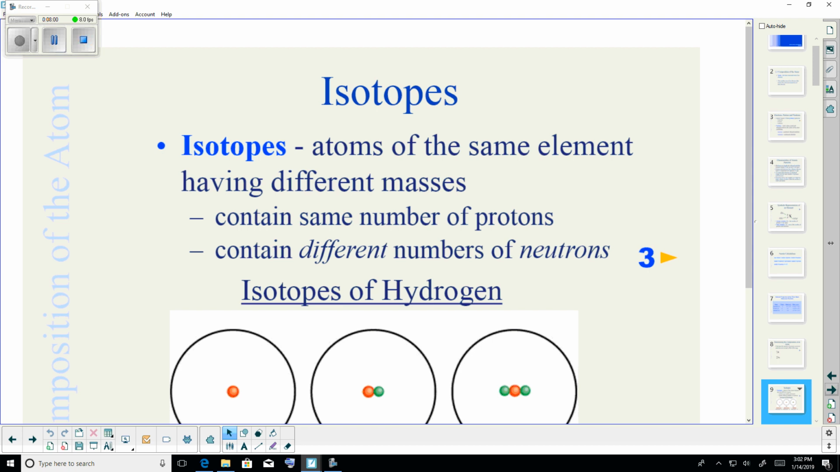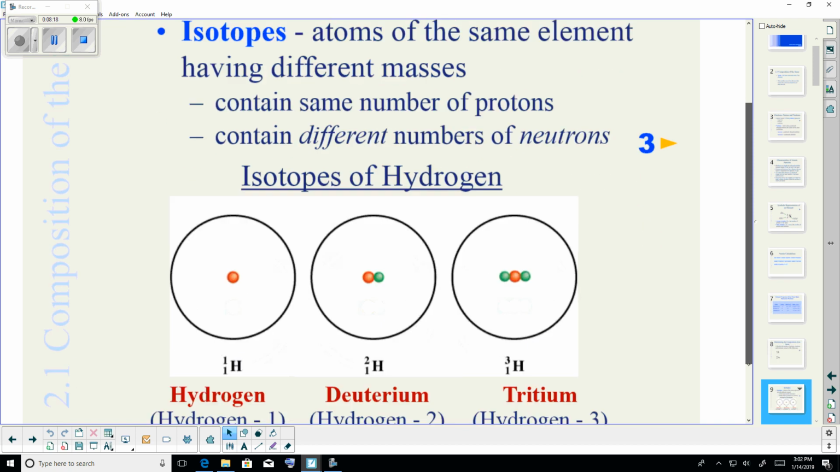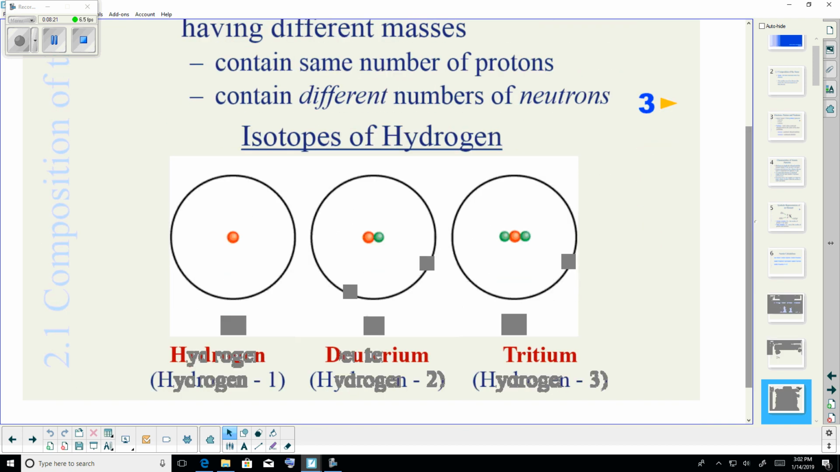Isotopes. Atoms of the same element having different masses. How does that happen? They have the same number of protons. The number of protons tells you what element it is. If it has a different mass and has the same number of protons, it has to have a different number of neutrons. So hydrogen has 3 isotopes. 1 proton, no neutrons. 1 proton, 1 neutron. 1 proton, 2 neutrons. So you have hydrogen, deuterium, and tritium, which is radioactive.